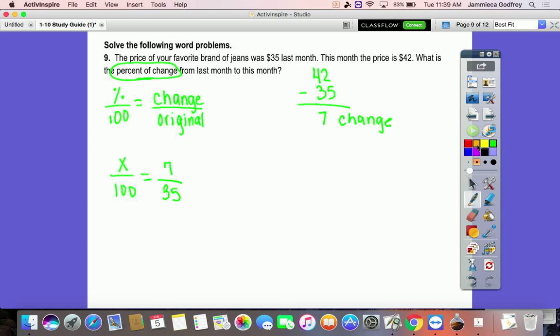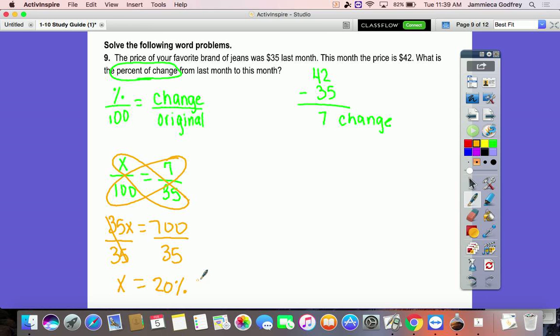Now I'm just going to solve for it. I'm going to cross multiply. That's going to give me 35x is equal to 700. So you're going to divide by 35 on both sides to get x by itself. And x is going to equal 20%. So there was a 20% change in the price of your item from last month to this month.